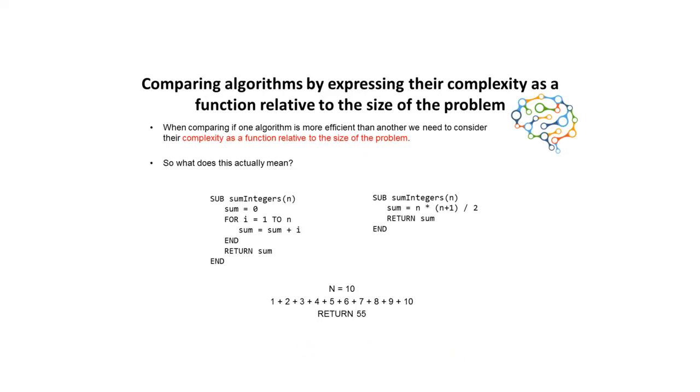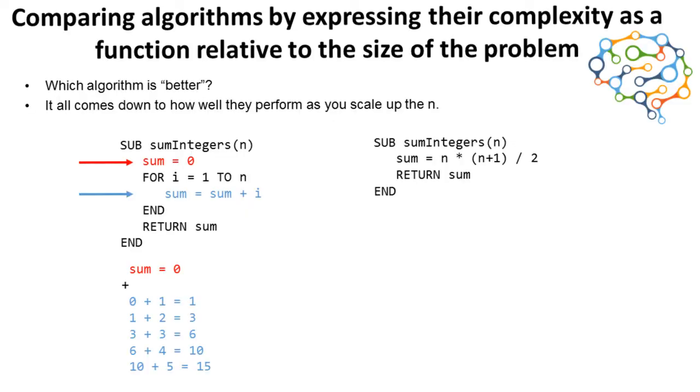Now, you can check both of these and they do that exact calculation, but they do it in two very different ways. This one here we can see is using a for loop, and this one here is simply using a one-line formula. So, which of these two algorithms is better? Well, it all comes down to how well they perform as you scale up n.